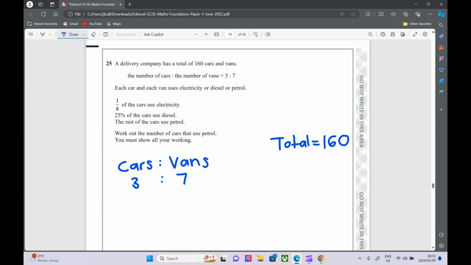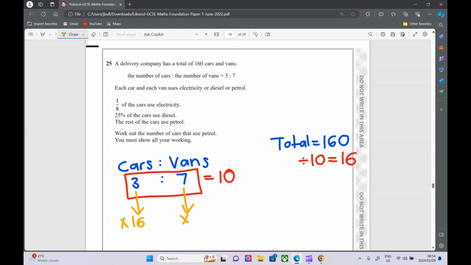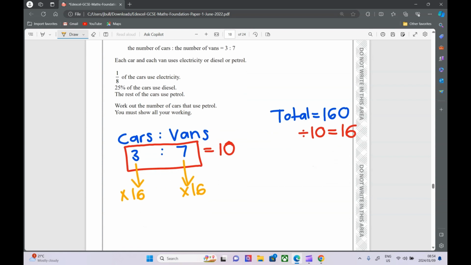So as soon as they give us this total like this, what we need to do is then say, okay, 160, we need to work out the total of this ratio. So together, 3 plus 7 will give me 10. And I'm going to divide it. So I'm going to go 160 divided by 10 gives me 16. And that is the number that I need then to use for the actual ratio. So then I'm going to say 3 times 16 will give me how many cars I've got. And 7 times 16 will give me how many vans I've got. All I need is the cars for now. So let's just work that out.